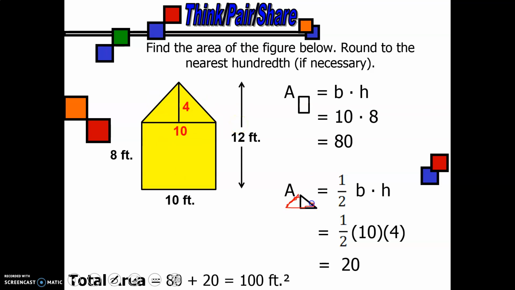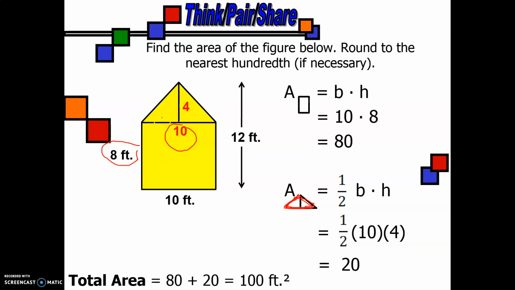You could consider that as two triangles if you like, but that's extra work. So as far as a rectangle, we have a 10 by 8 rectangle here. Don't use 12 because 12 applies to the entire height of this composite figure. So we have 10 here times 8. So 10 times 8 gives you 80, and that's the area of this rectangular portion.